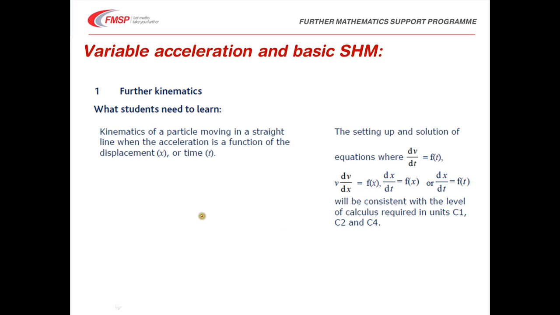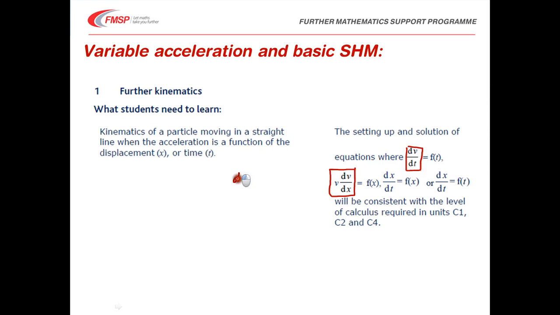Okay, so taking a look at the specification for the variable acceleration and basic simple harmonic motion, we start with kinematics, and when we're dealing with kinematics, we're going to be looking at acceleration as a function of displacement or time. And we have various expressions for acceleration that we're going to be using here. Specifically, we're going to look at dv/dt, where acceleration is a function of time. We're also going to consider v dv/dx, which is the result of a chain rule differentiation, and that's used where acceleration is a function of velocity or displacement.